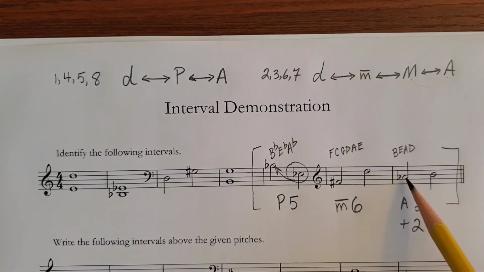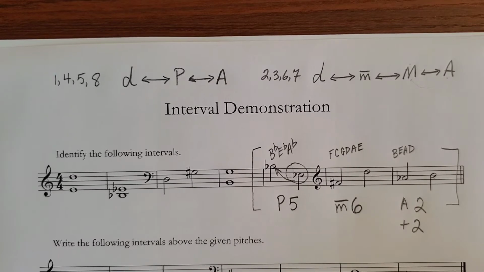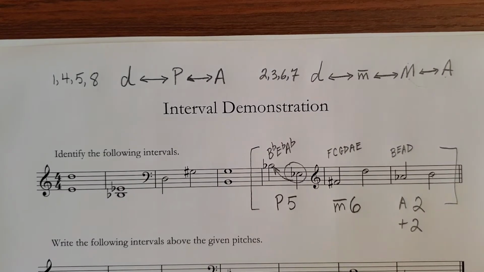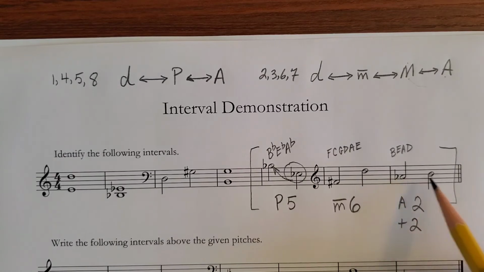Now, if you're counting half steps between A flat and B, you would actually count 3 half steps. A flat to A is 1, to the B flat key on the keyboard is 2, and to the B key is 3 half steps. But notice it's not a minor third because it's spelled like a second. So this is an augmented second.